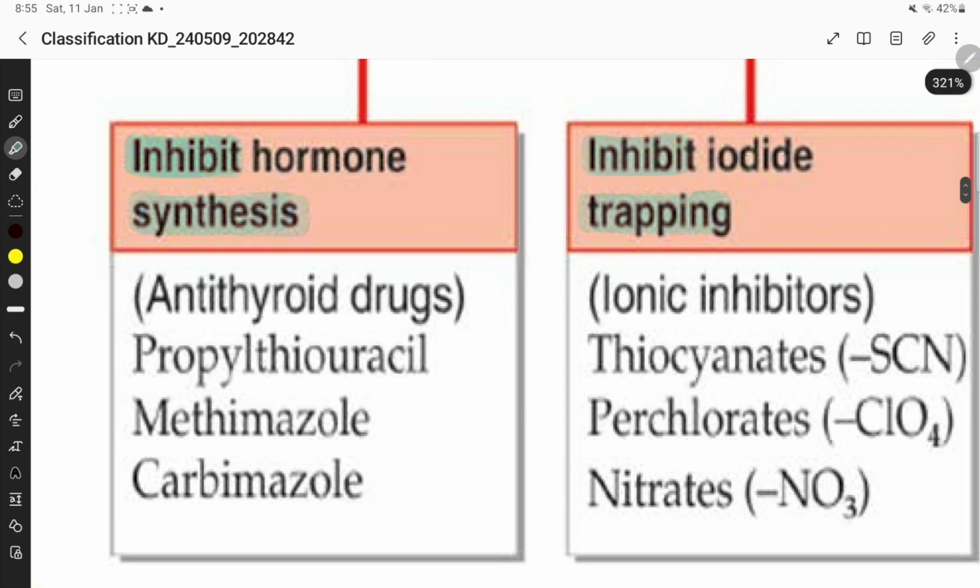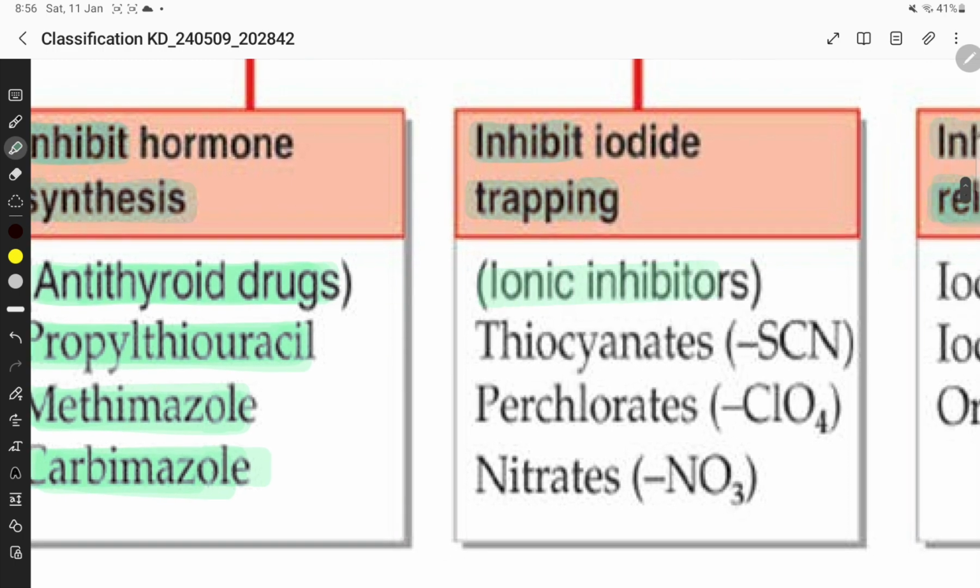The drugs that inhibit thyroid hormone synthesis are known as anti-thyroid drugs, like propylthiouracil, methimazole, and carbimazole.